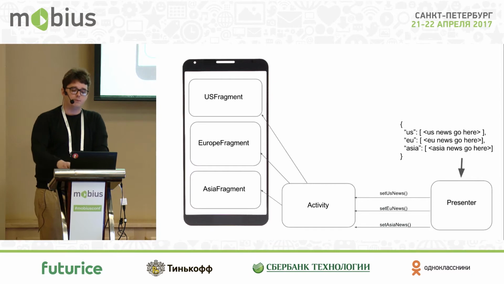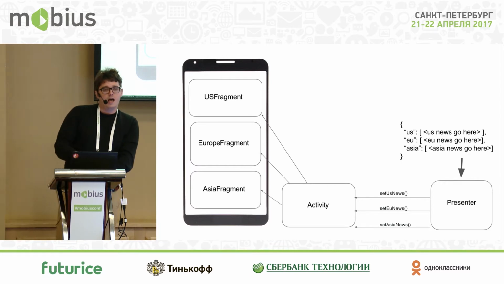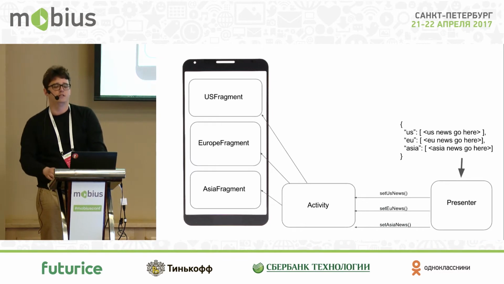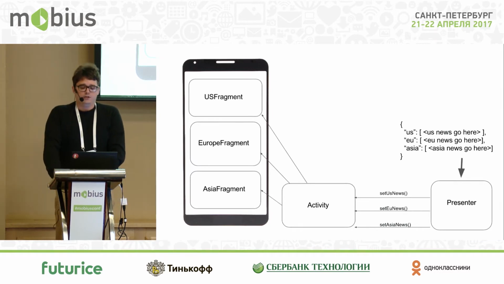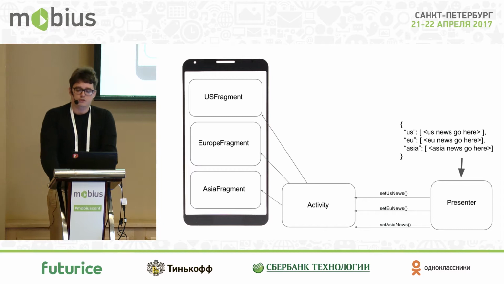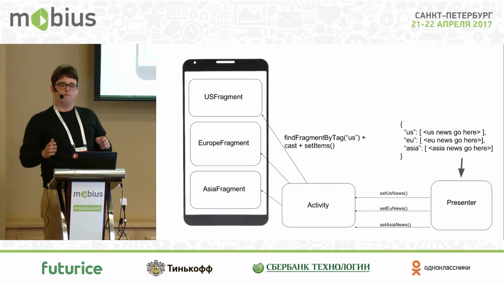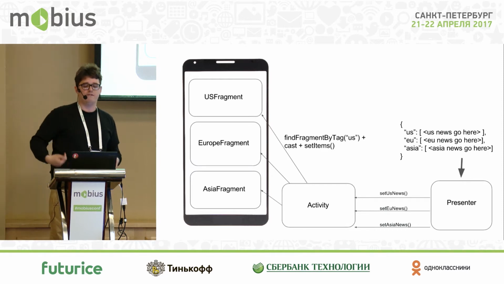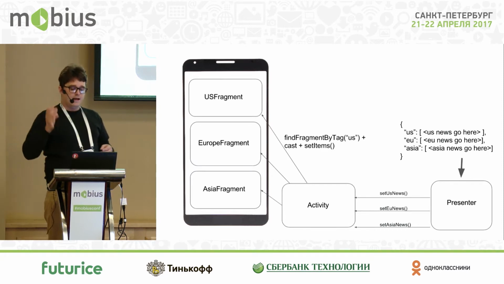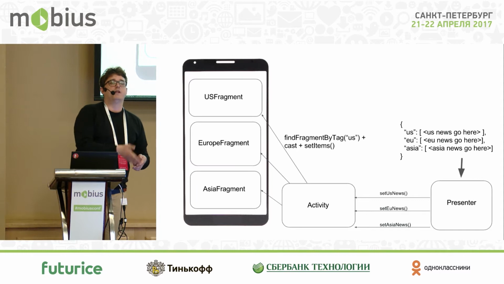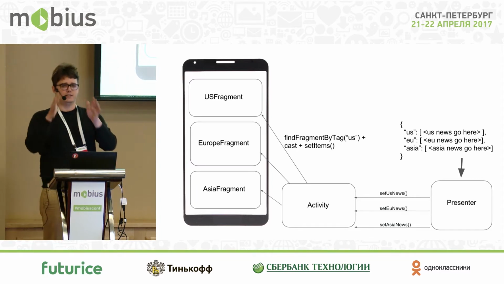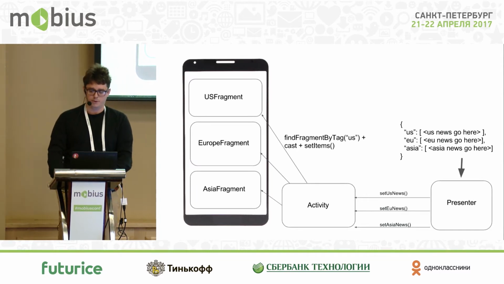We had the presenter, we had the activity, which was implementing the view. We are using the MVP pattern, but it's not important in this particular case. And on the activity, we had the methods set US news, set EU news, and set Asia news, right? And then the activity, when you were invoking those methods, was performing find fragment by tag and setting the items on the particular fragment that actually needed to display this particular piece of the response.